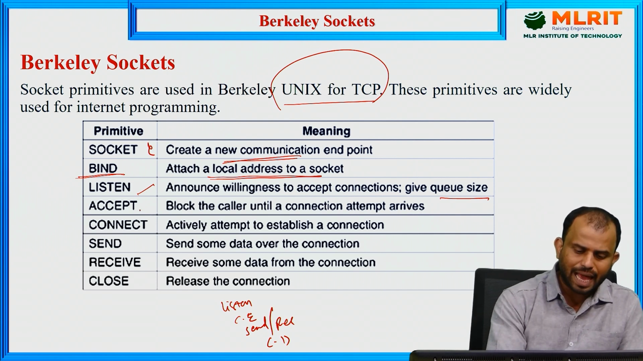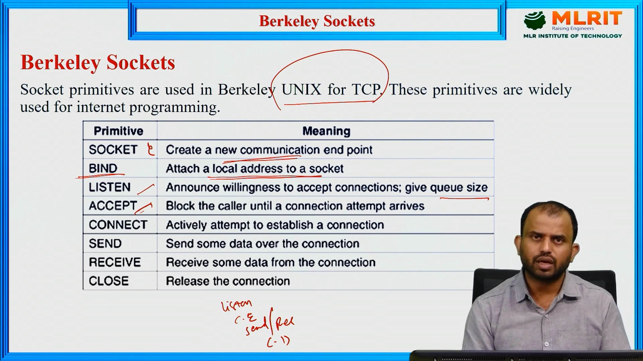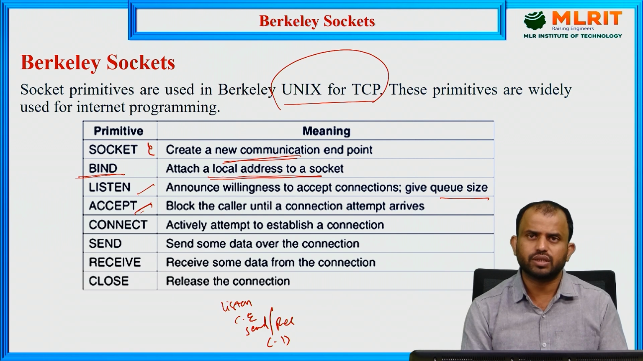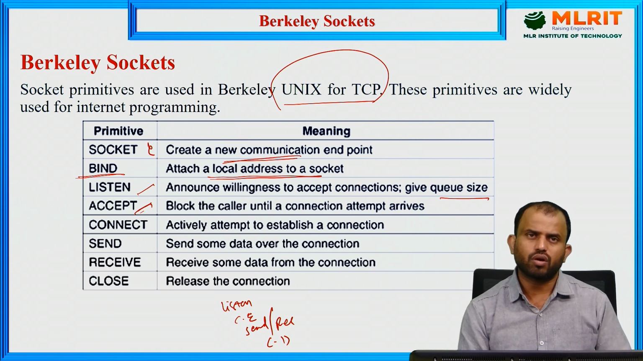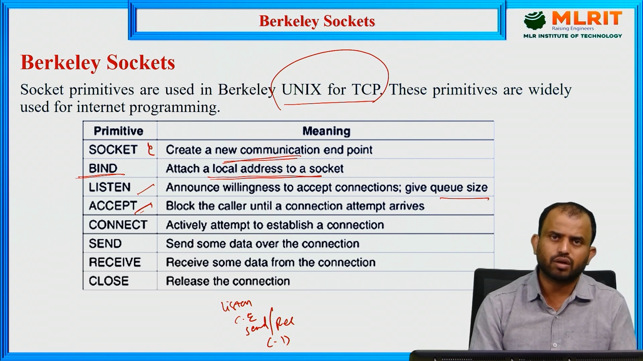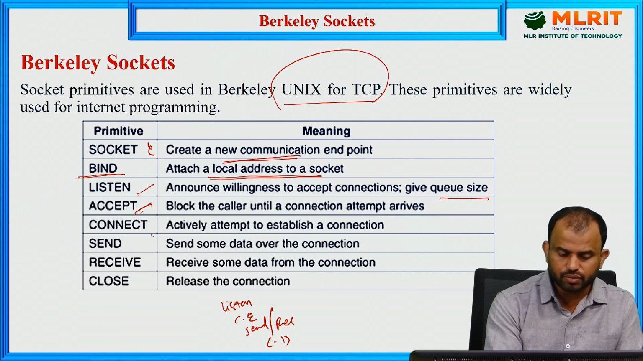If the receiver is idle and accepts, it has to block the caller until the connection attempt arrives. So we block, and no one can enter in between our session, until the connection attempt arrives. After the connection attempt arrives, we go for the connection.